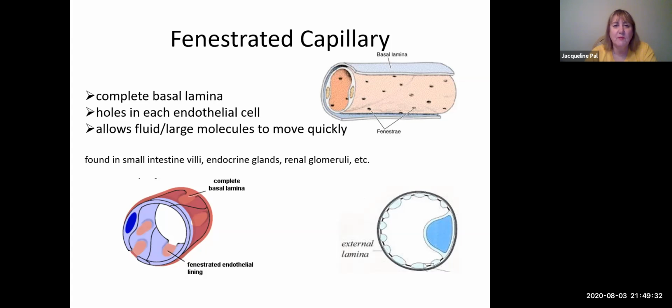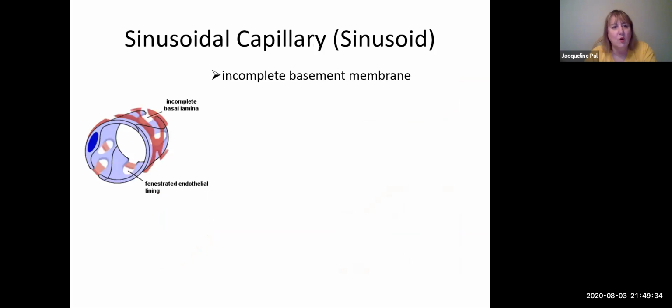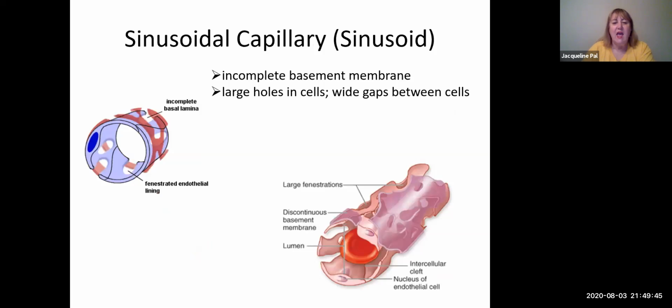Now for the third type of capillary, we're gonna make the holes even bigger, and we're also gonna make holes, rips in the basement membrane. So that is an incomplete basement membrane. And these holes are big enough, if you look how big, you can see that a red blood cell can get through these, okay? So these holes are big enough for cells to exit.